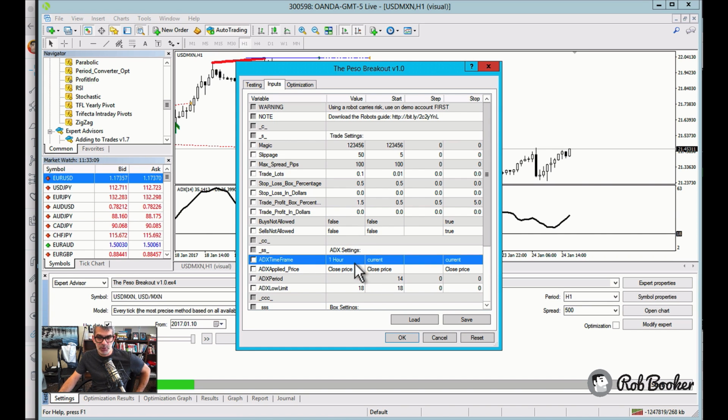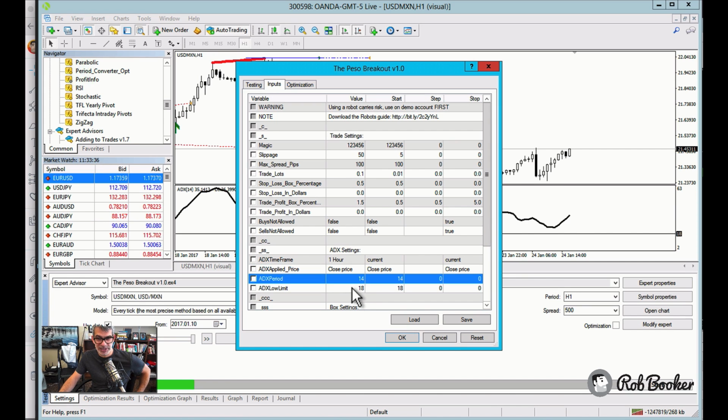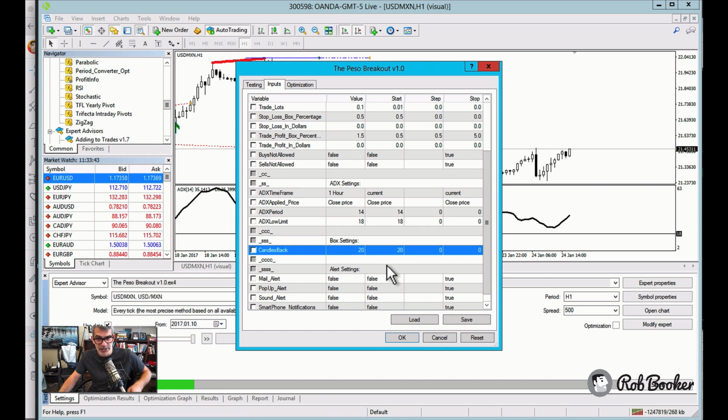And we can play around with the settings we like for the ADX. You can trade the robot from a 5-minute chart, but use a 1-hour chart ADX. It's pretty cool. You can use the ADX from any time frame chart when you're trading. I like to test from the 1-hour chart and trade with the ADX on the 1-hour chart so they match up. But you can change something different. We're going to apply the ADX to the closing price, use a period of 14, and that low level on the ADX is 18. The box will be drawn using the high and the low over the last 20 candles.